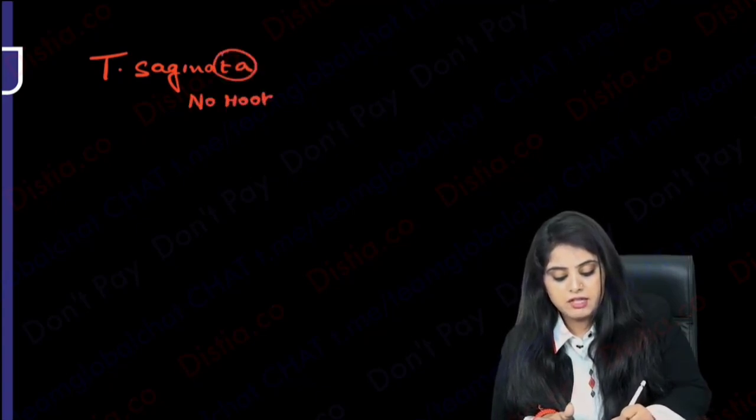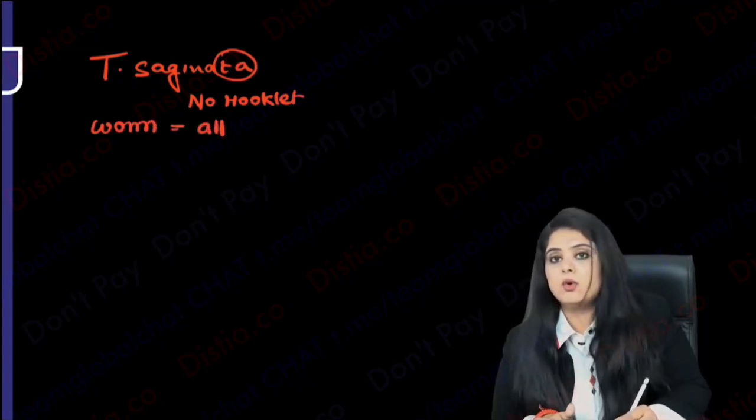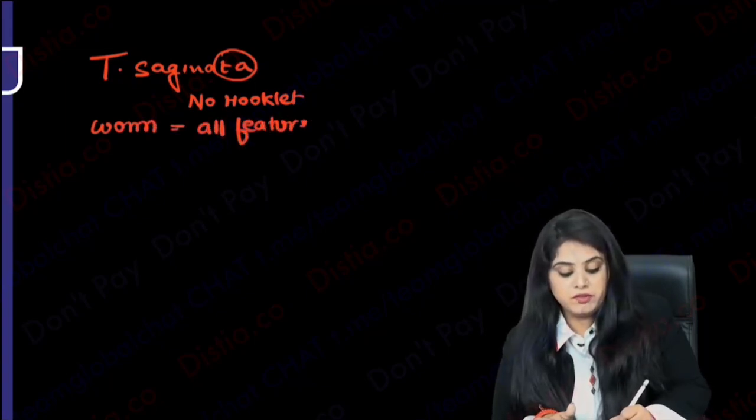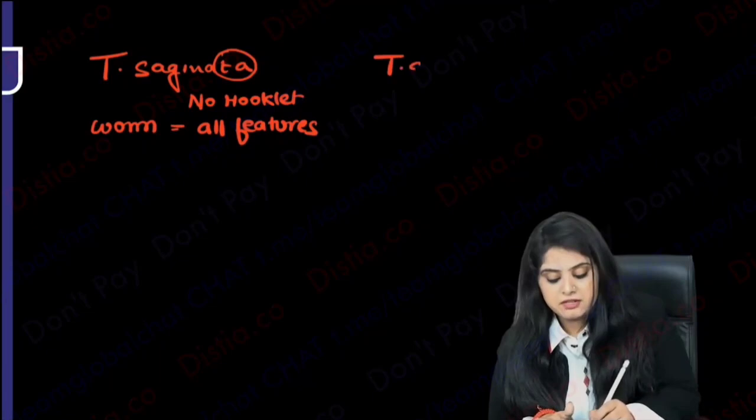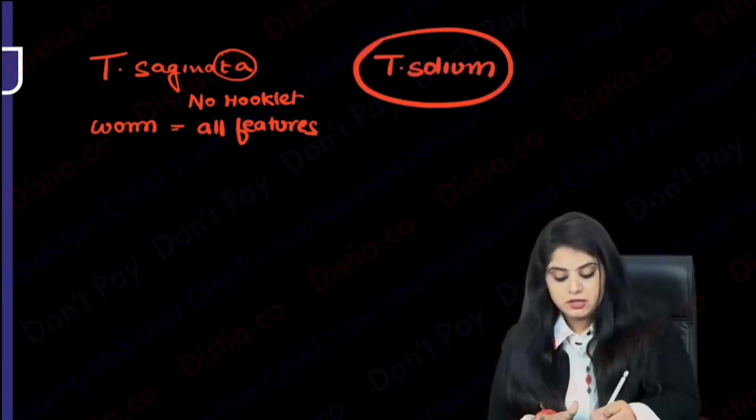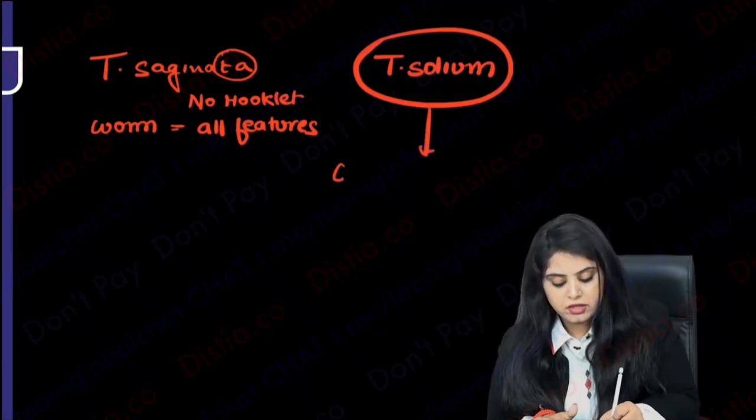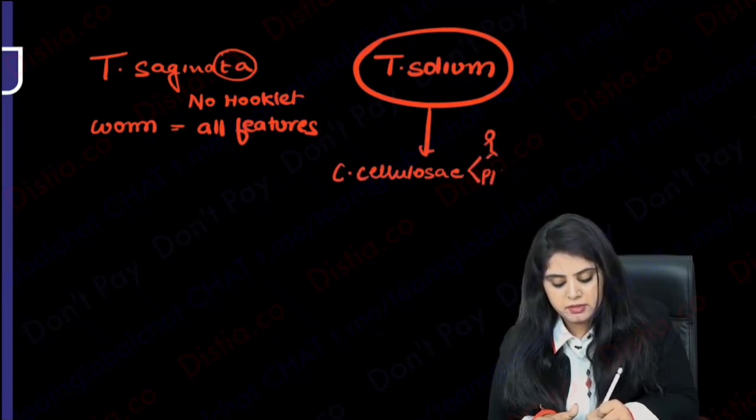It's not going to have any hooklets, but the worm is going to have all the features. I'm just going to write all the features because everything is more over here, right? Whereas if you compare it with Taenia solium, Taenia solium has given all the clinical acumen. When you're talking about the larva, that is Cysticercus cellulosae, it is going to be present in humans also, it is going to be present in pig also.